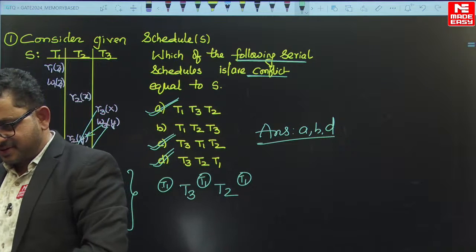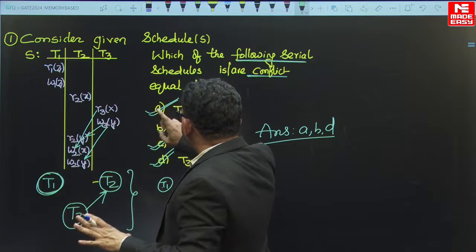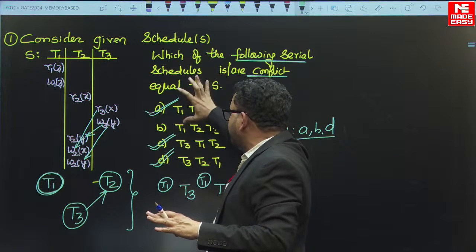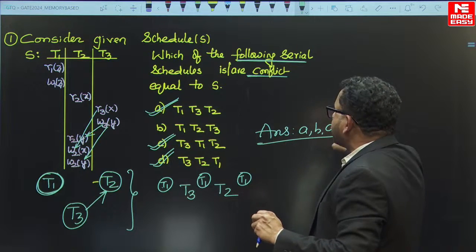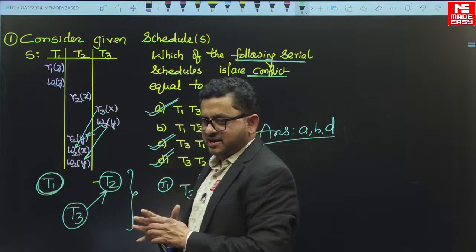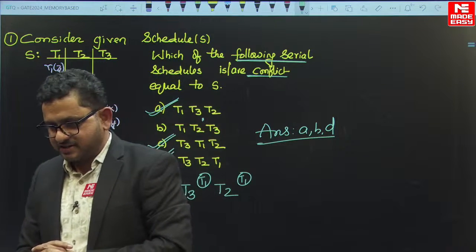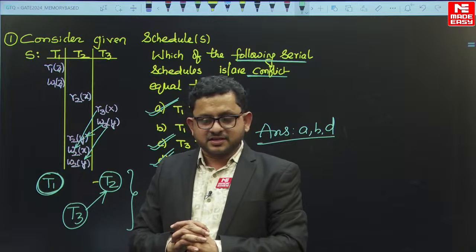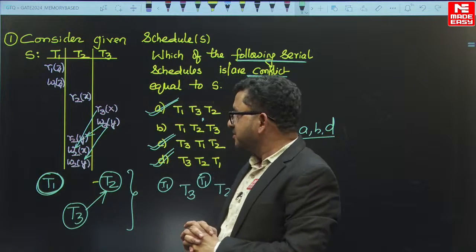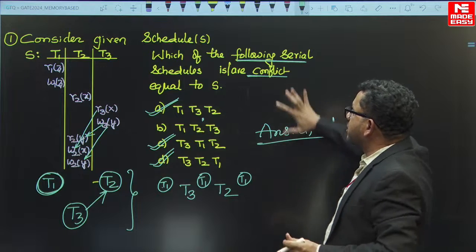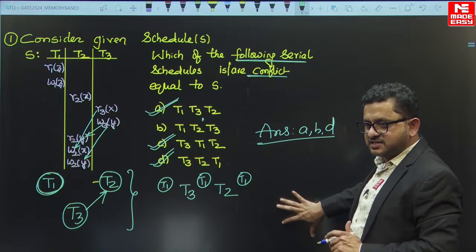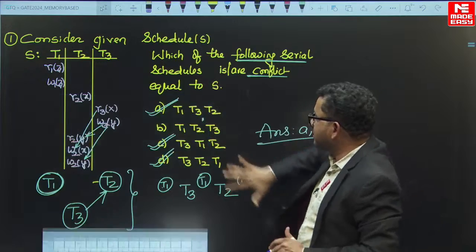Your options may not be the same, like ABD. Don't worry if the options are not exactly like ABD. The data which I received has these options. So just find the conflict equal serial orders. Is it fine? It is one of the repeated model questions from transaction and concurrency control.